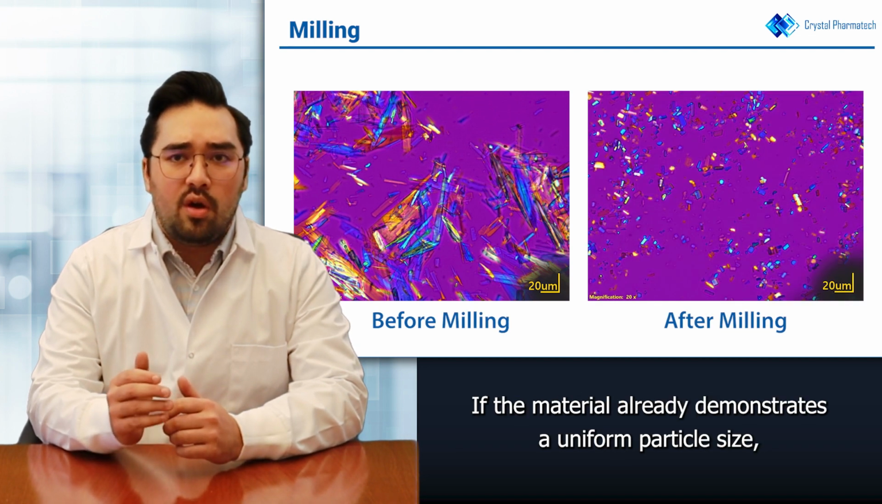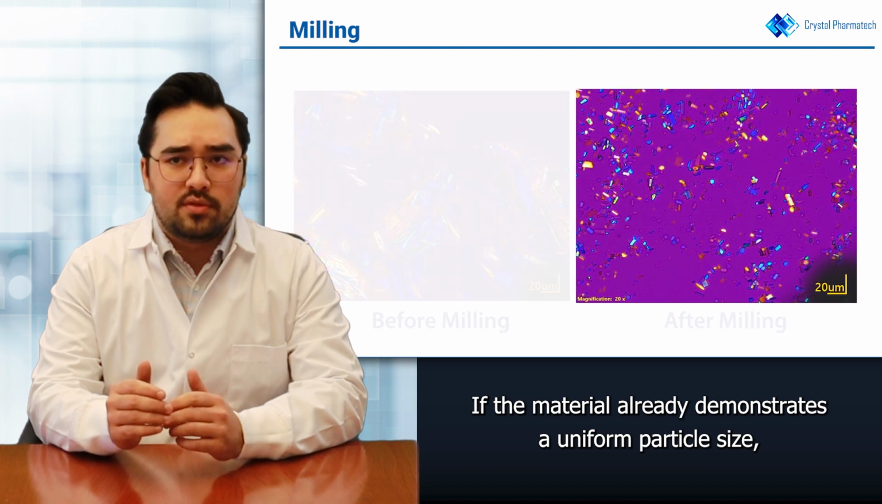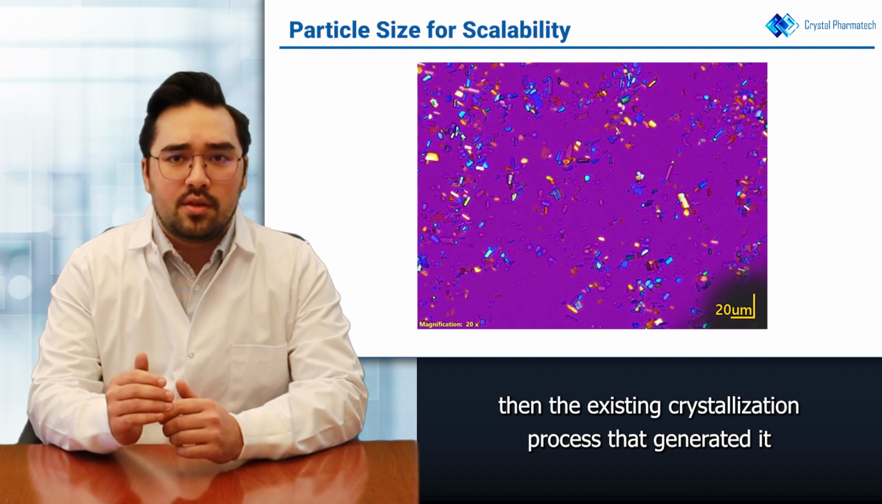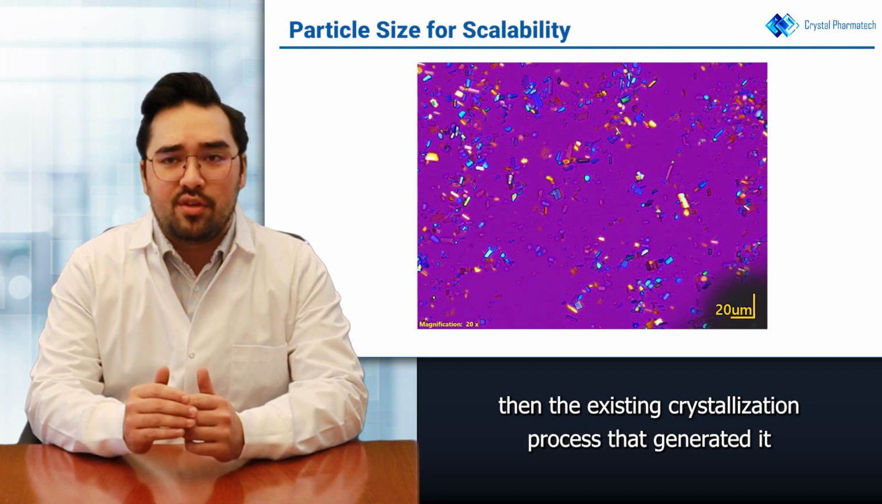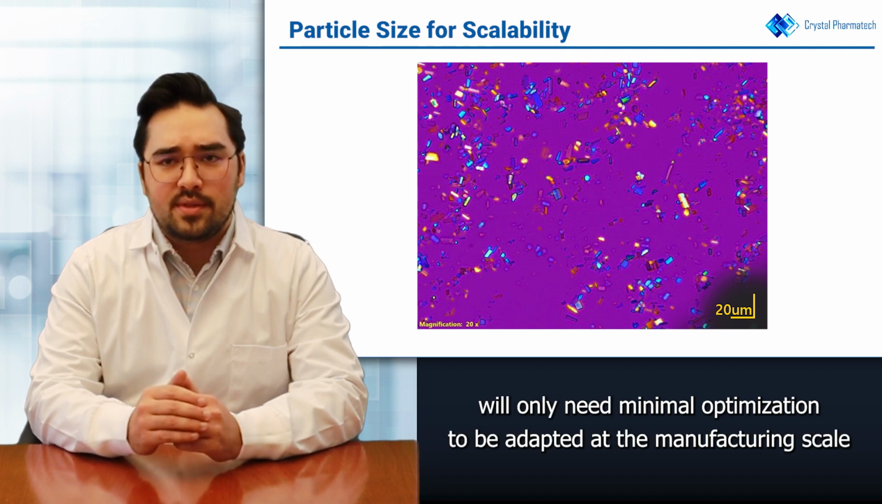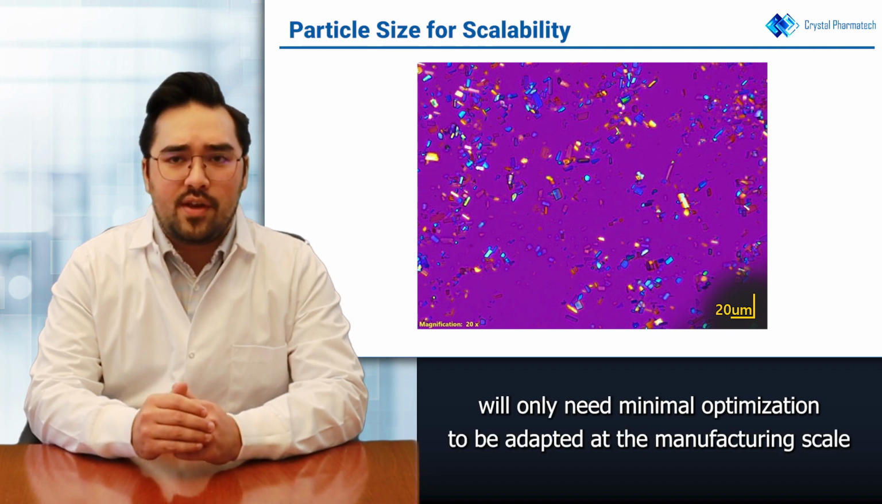If the material already demonstrates a uniform particle size, then the existing crystallization process that generated it will only need minimal optimization to be adapted at the manufacturing scale.